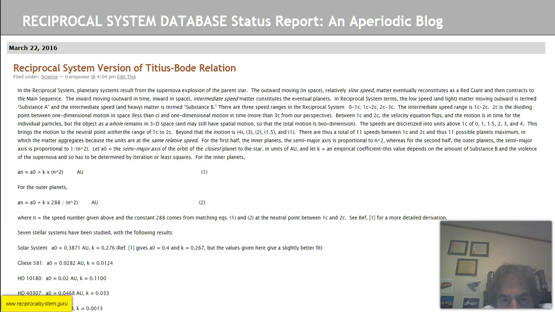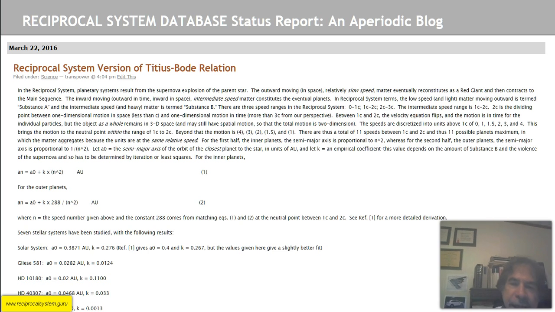Okay? So for the first half, the inner planets, the semi-major axis is proportional to n squared, whereas for the second half, the outer planets, the semi-major axis is proportional to 1 over n squared. Let A0 equal the semi-major axis of the orbit of the closest planet to the star, which in our solar system is Mercury, of course, in units of astronomical units, and let K be an empirical coefficient. This value depends on the amount of substance B and the violence of the supernova, and so has to be determined by iteration over these squares.